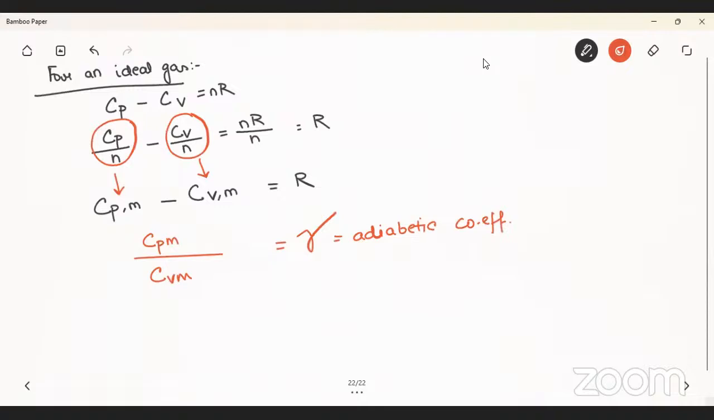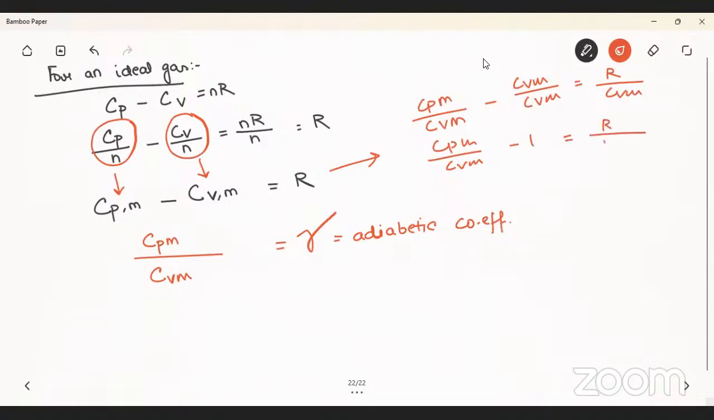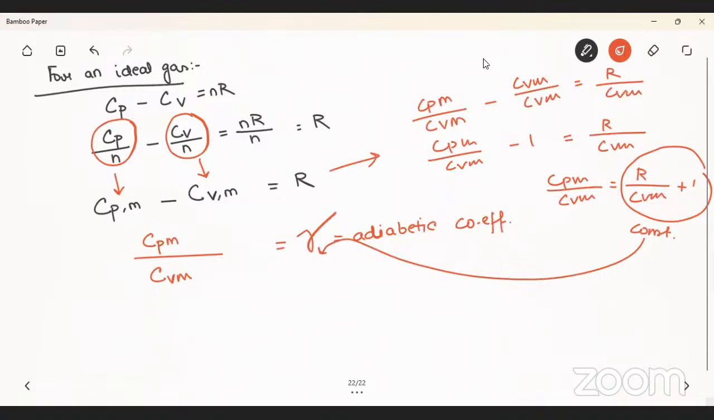So from here you can actually do CPM divided by CVM minus CVM divided by CVM is equal to R by CVM. This is CPM divided by CVM minus 1 is equal to R by CVM. So CPM divided by CVM is equal to R by CVM plus 1. This entire thing is a constant. Okay, this constant we have written like this.